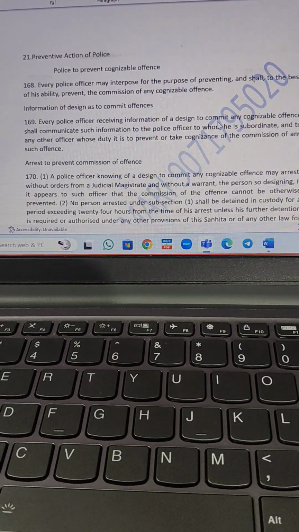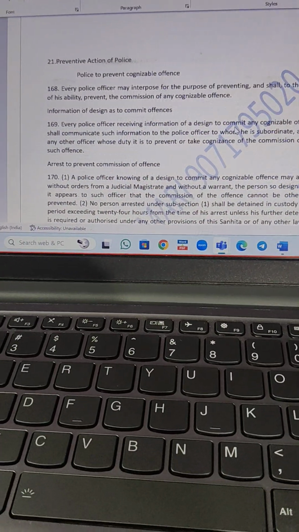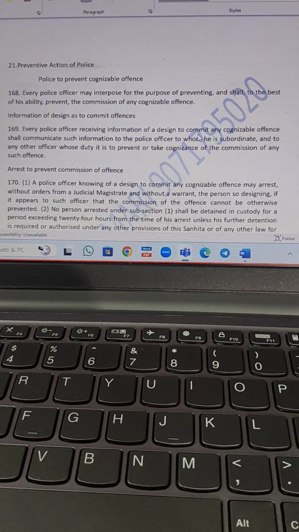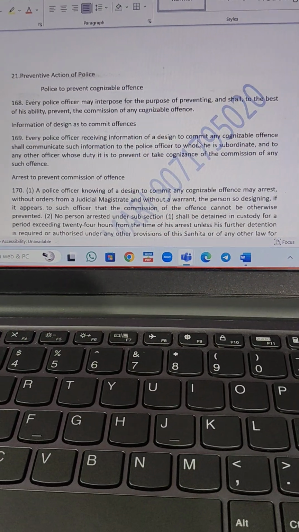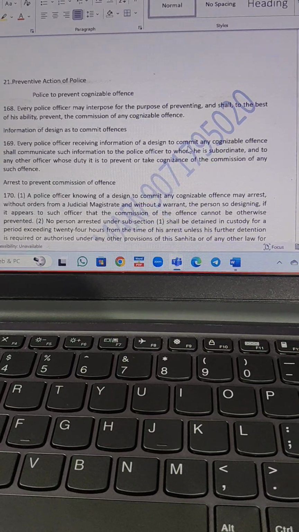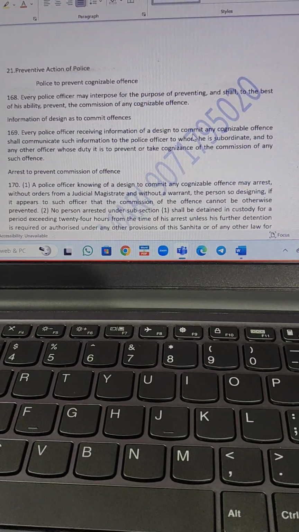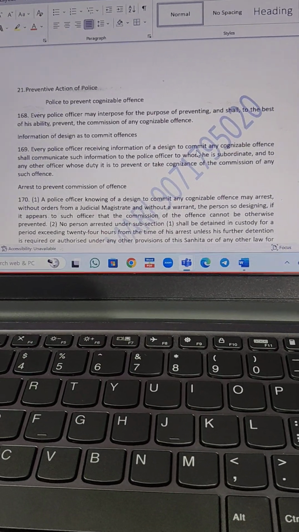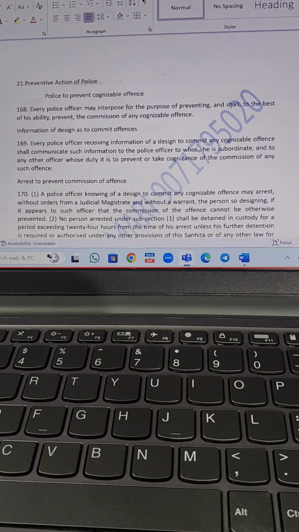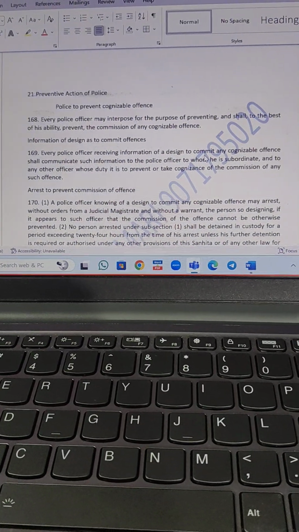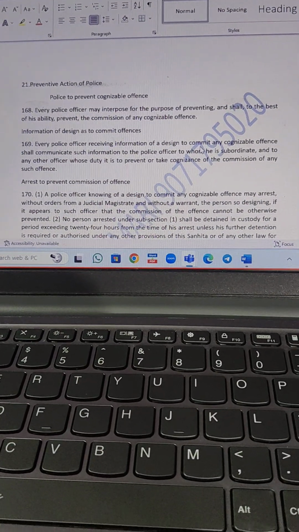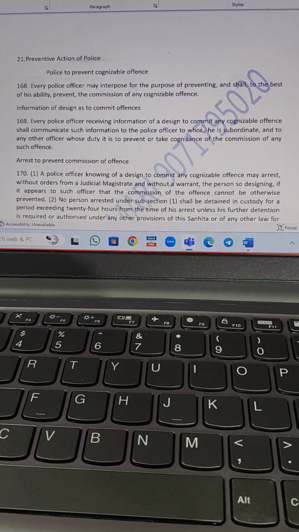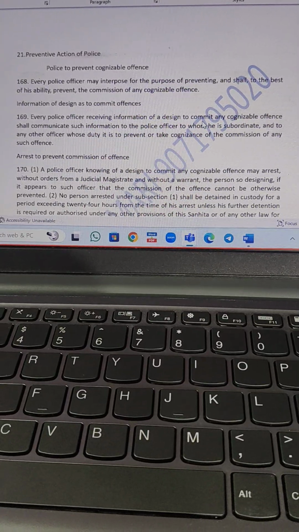So, there are two kinds of offences, cognizable offences and non-cognizable offences. Cognizable offences are serious offences, non-cognizable offences are less serious offences. When you commit a cognizable offence, the police officer can arrest you directly without the warrant of the magistrate. But when it is a non-cognizable offence, the permission or the approval of the magistrate is required before arresting a person.